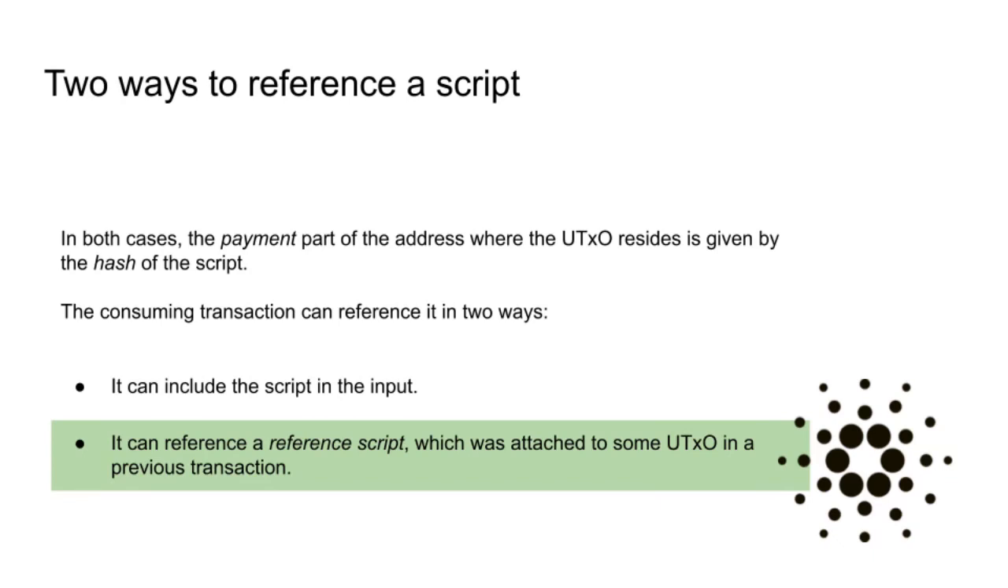In both cases, whether the script is included in the transaction or referenced, the Cardano node will of course make sure that it is the right script. Right in the sense that when you hash it, you get the right hash value given by the payment part of the address.